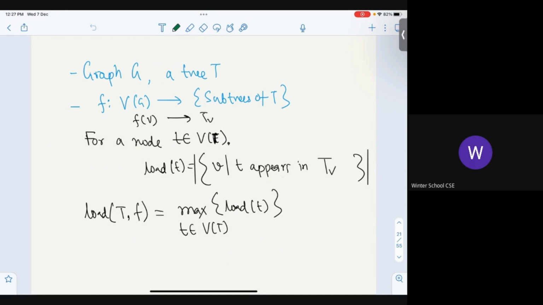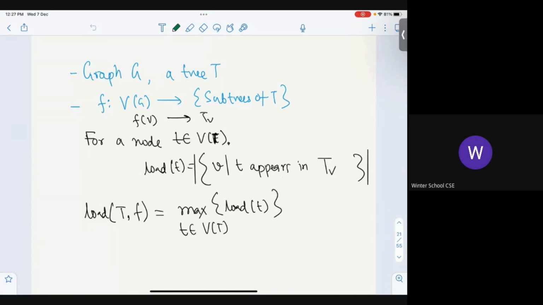So we are given a graph G, a tree T, and a function f. Let's think that every f of v assigns some subtree of T, and we call it T_v. So what is the load of a node? The load of a node in a tree is the number of all those vertices v for which the node appears in T_v. Like if a vertex in my tree appears in the home of 5 people, what is its load? Its load is 5. If some particular vertex appears in the homes of 25 vertices of my original graph, its load is 25, right? And what is the load of a tree?